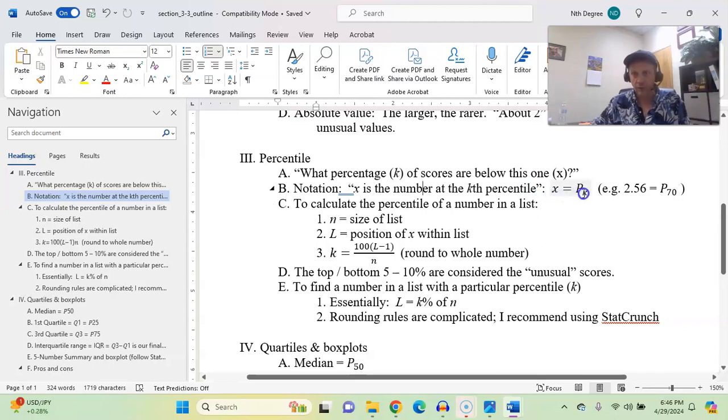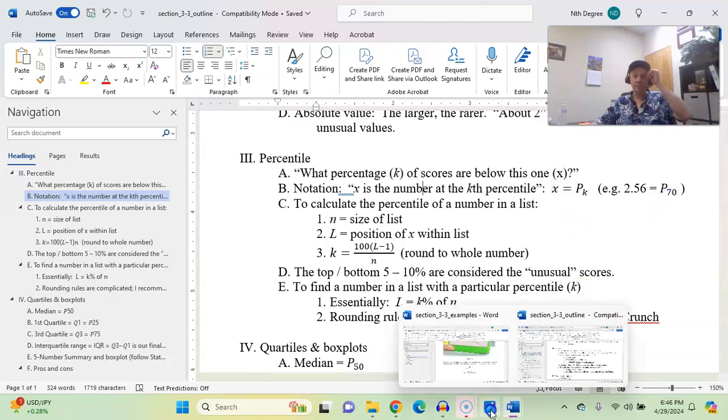We write that as an equation like X equals PK. So we use the capital letter P, which stands for the word percentile. And then, for example, if a number was at the 70th percentile, we would write it as P subscript 70.